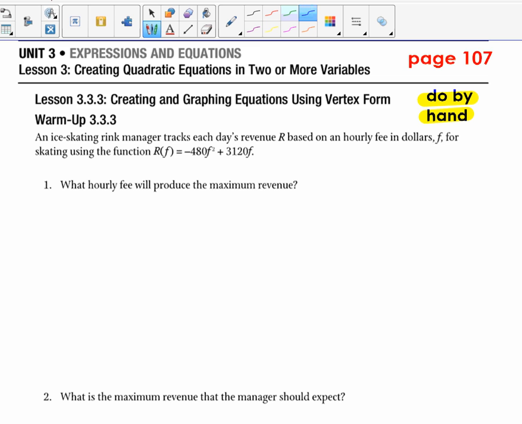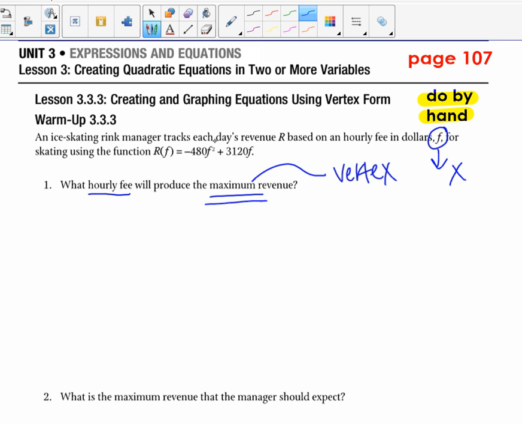So this says an ice skating rink manager tracks each day's revenue R based on an hourly daily fee F for skating using the function R of F equals negative 480 F squared plus 3,120 F. So this says what hourly fee, so that's your F, which you can tell from the function is really like your X, will produce the maximum revenue. As soon as you see maximum, hopefully you're thinking vertex, because remember maximum and minimum, those words are associated with the vertex.